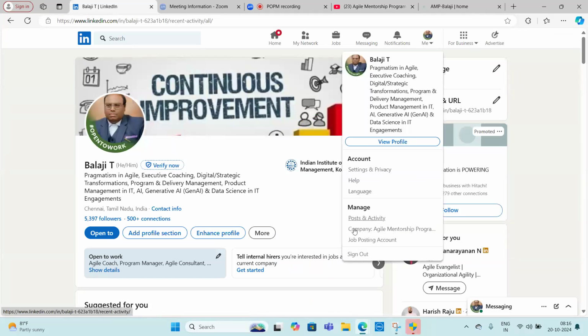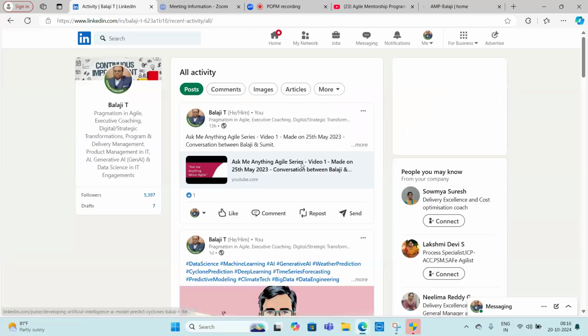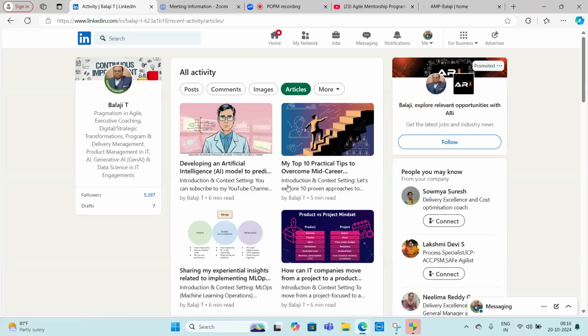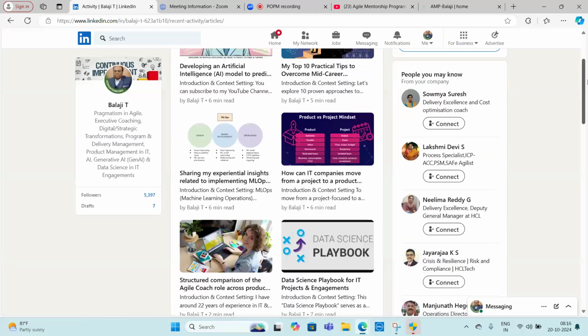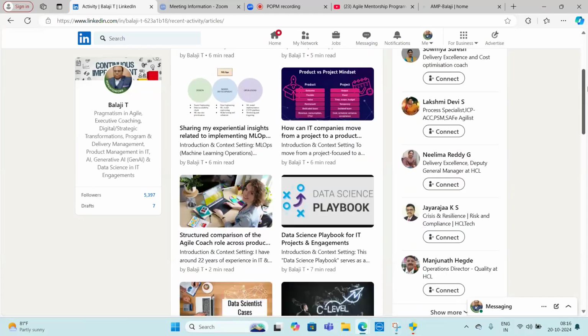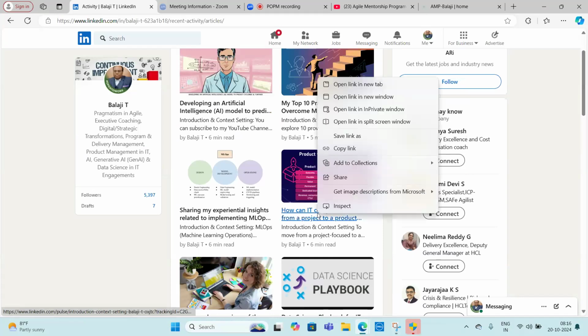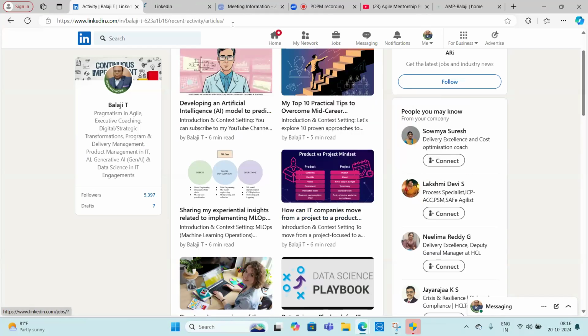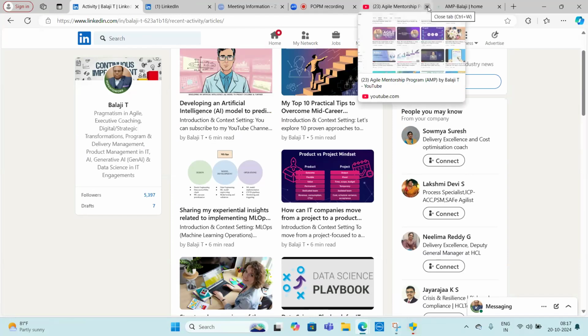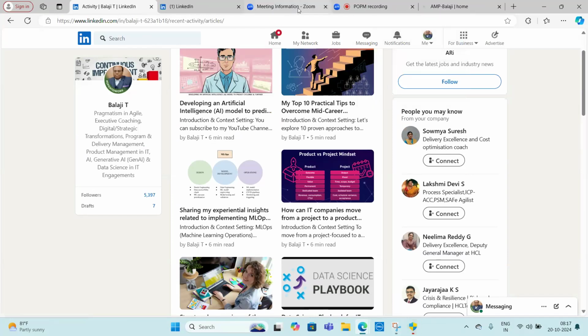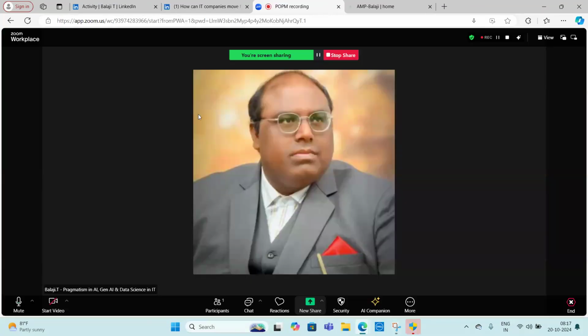So what we'll do, we'll go to my LinkedIn articles. I'm just navigating to the articles section. You can find multiple articles. Let us go one by one. I'll first begin with this particular article. From there we can keep going one by one, and I'm just closing these windows which are not needed now.